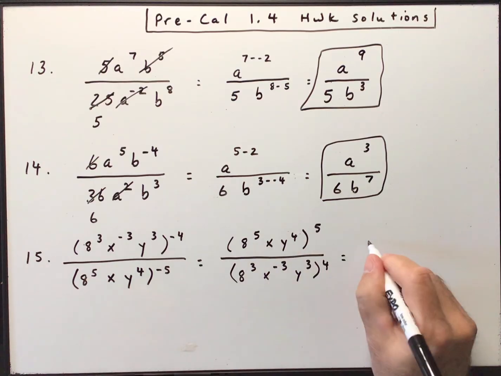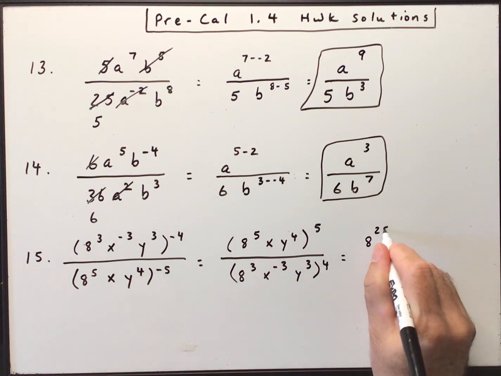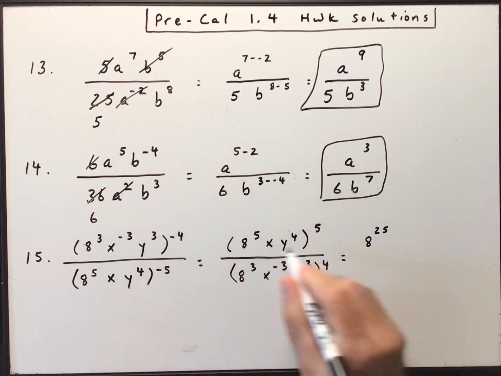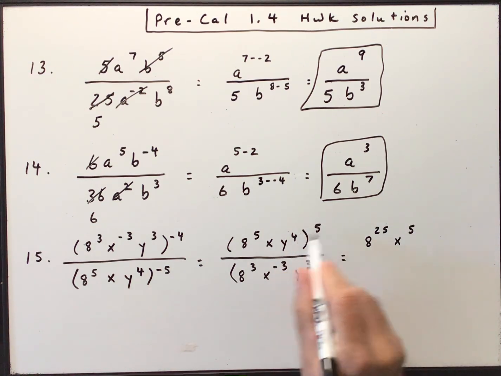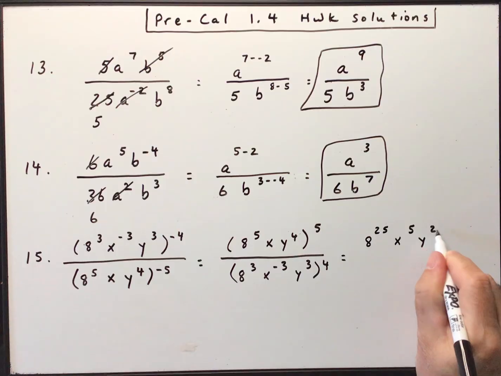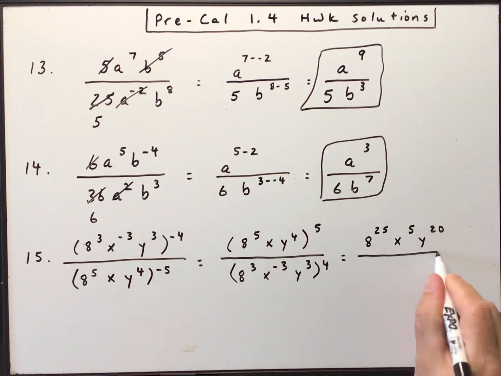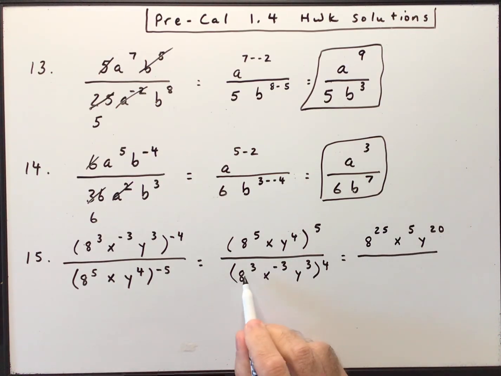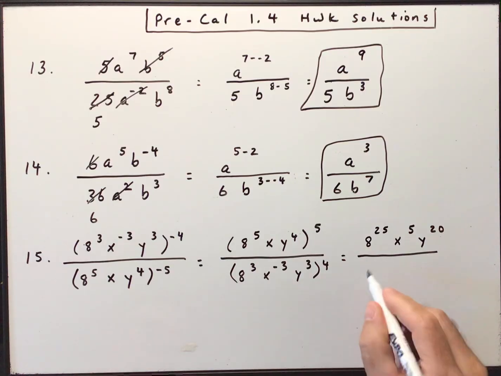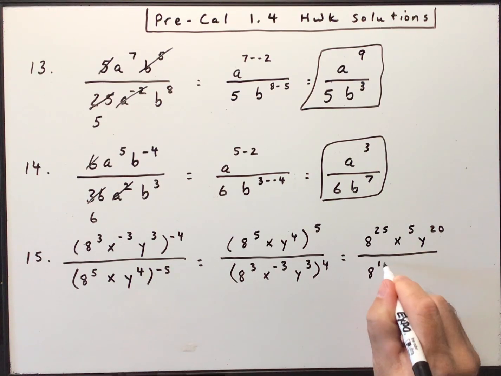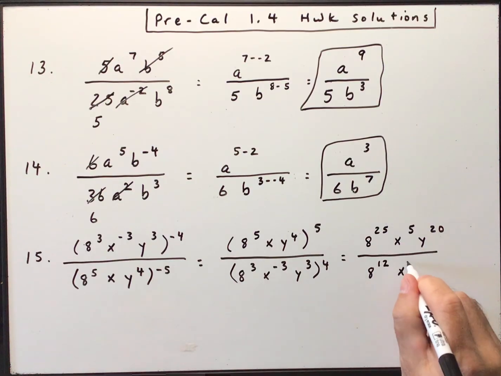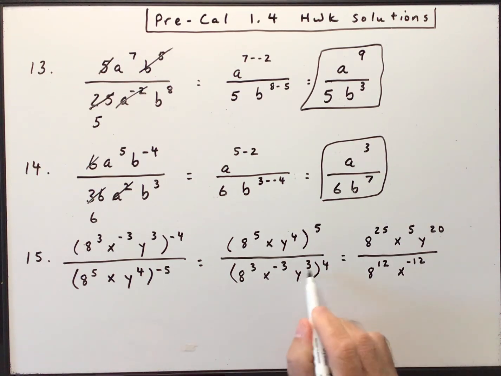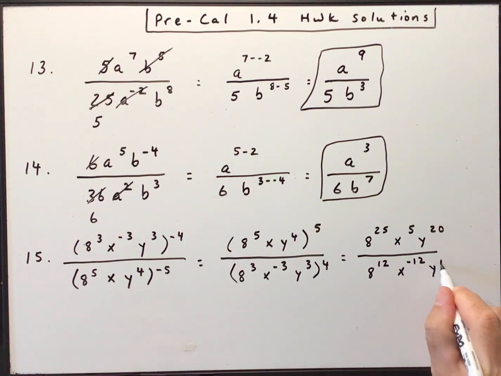Okay, so this is going to be 8 to the 25th, because 5 times 5 is 25, x to the 5th, y to the 4 times 5 is 20. When I do this, what ends up happening is I have fewer negative exponents to deal with. 8 to the 3 times 4, that'd be 8 to the 12th, and then we'd have x to the negative 12th, and then y to the 12th.